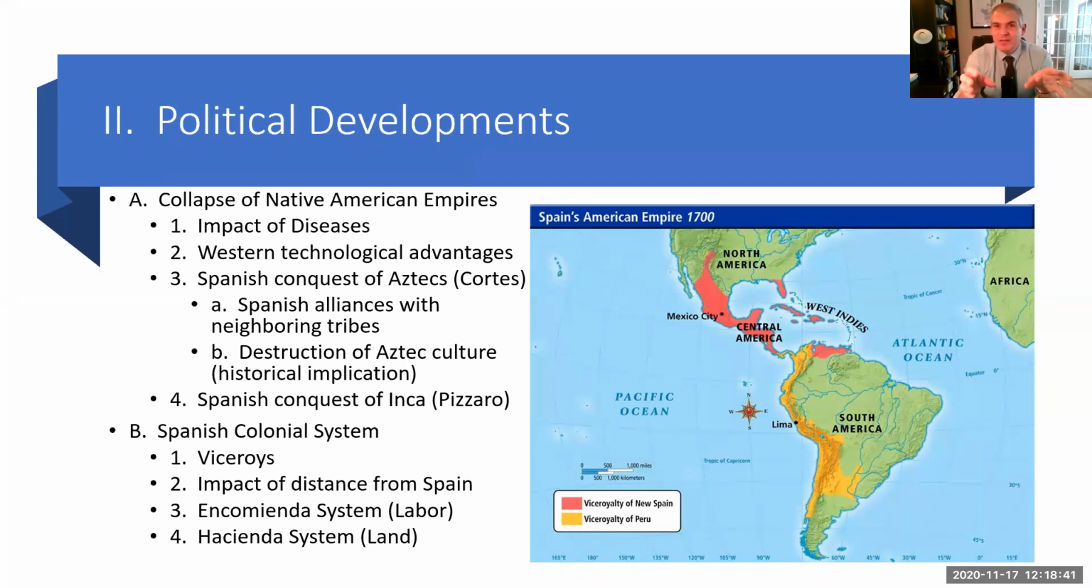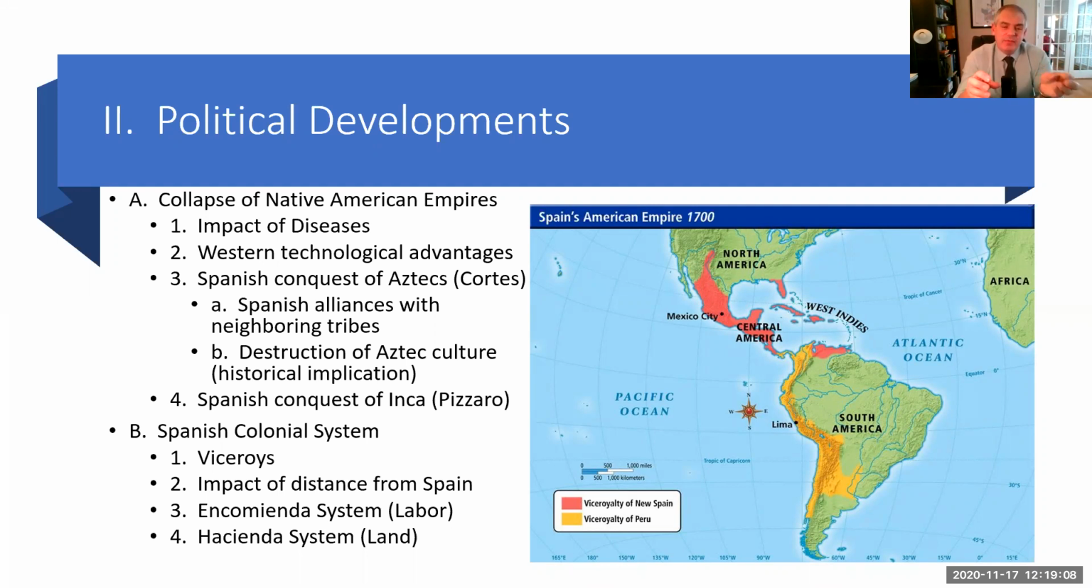This isn't chattel slavery. This is more like feudalism, where serfs work for the landlords, and the landlords could legally demand the labor from the serfs. And in this case, it's the Native Americans providing the labor to the Spanish. And that system of coerced labor we refer to as the encomienda system.